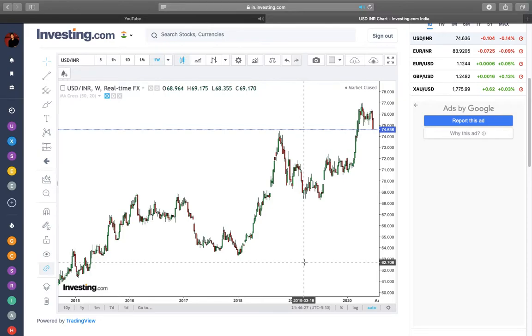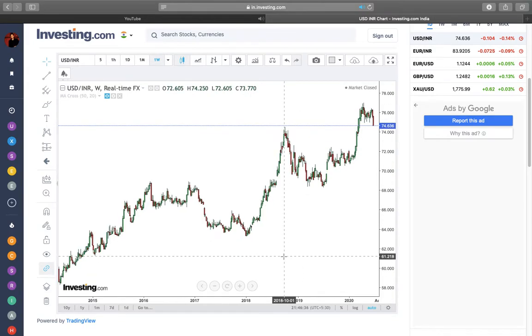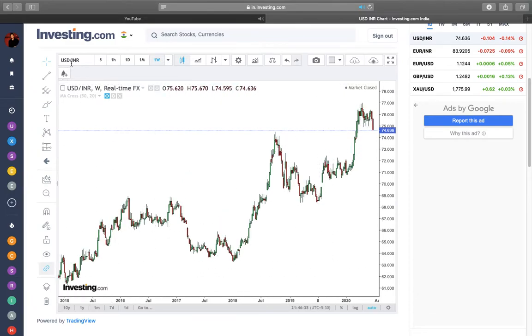Today, I thought we'll have a look at a few currency pairs alongside some of the macros, depending on the time that we get. So, the chart that I have in front of us is actually the USDINR currency pair, and the time frame that I've selected is weekly.